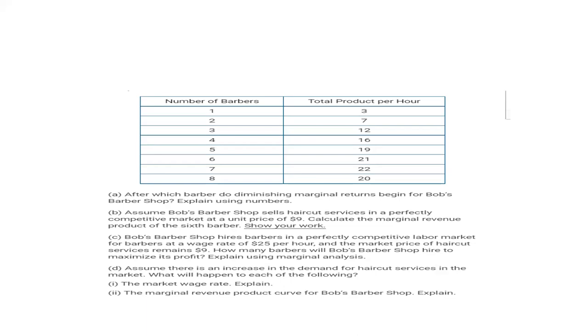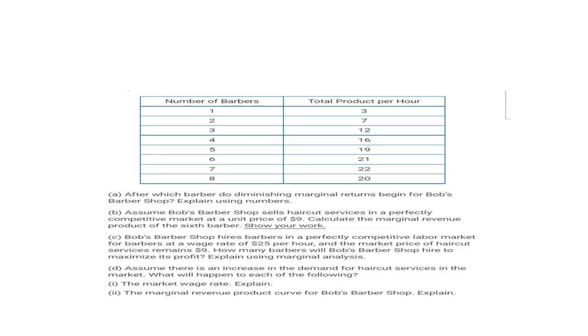Anyone want to walk us through C? I have all the numbers from the marginal product, 5 per hour. So how many workers did you hire? 5 workers. Okay, you hired 5. How did you pick 5? Because the wage is $25 an hour, so I just kept multiplying 9 times whatever I got from the number until I got lower than 25. And as soon as I got 18, I stopped.